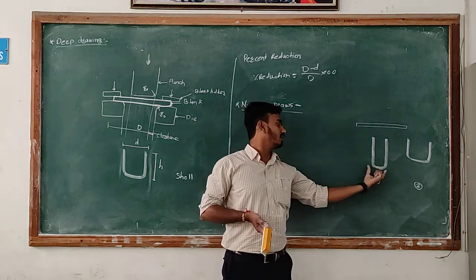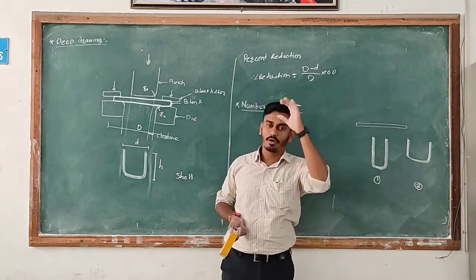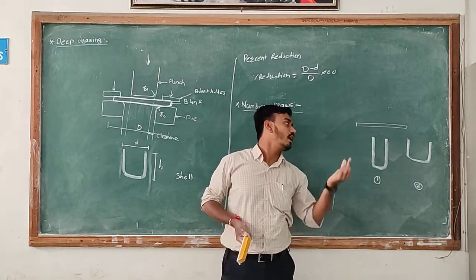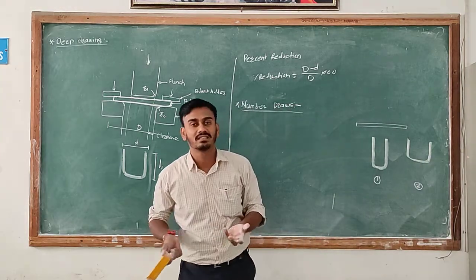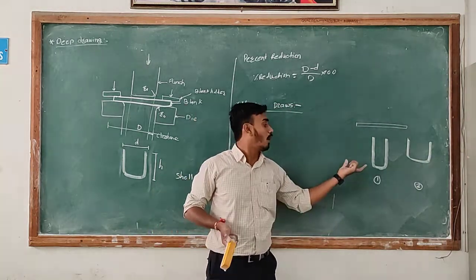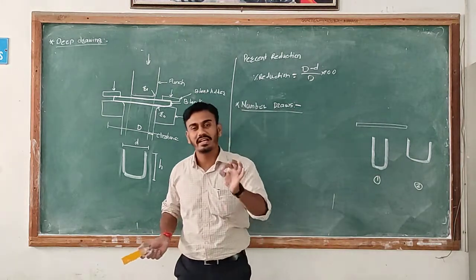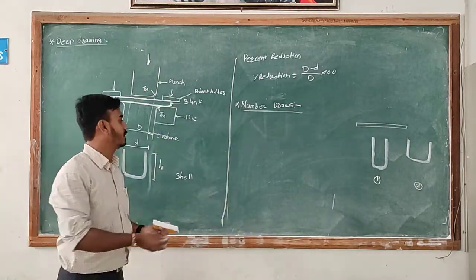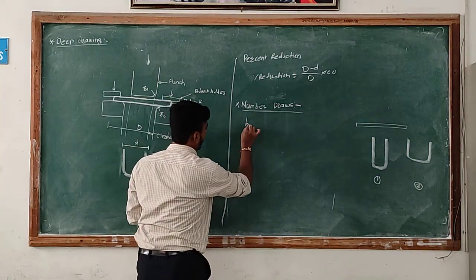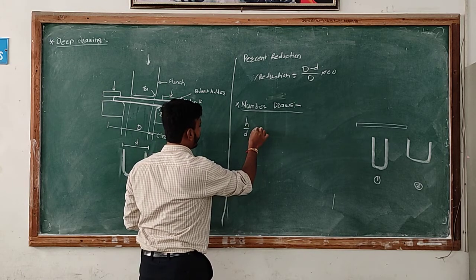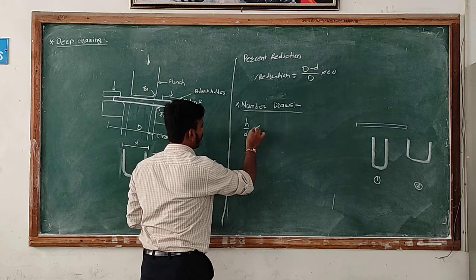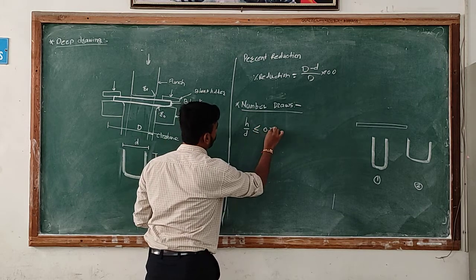So if this is my output, then the number of draws required is large, and if this is my output, then the number of draws required is less. This is how we can decide the number of draws. So there is a relation: if my h by d ratio is less than or equal to 0.25.